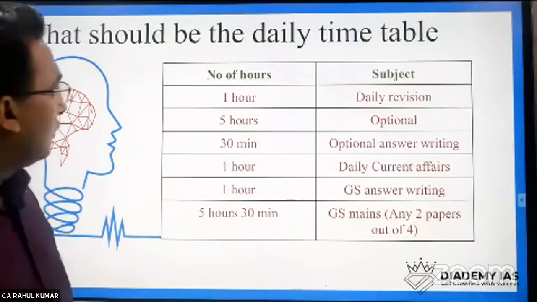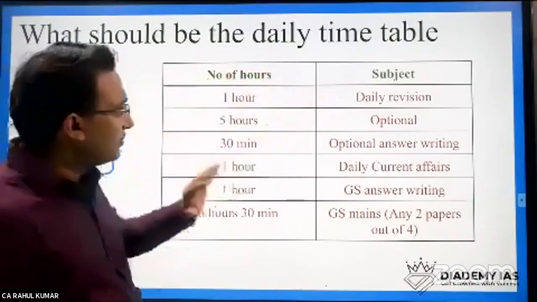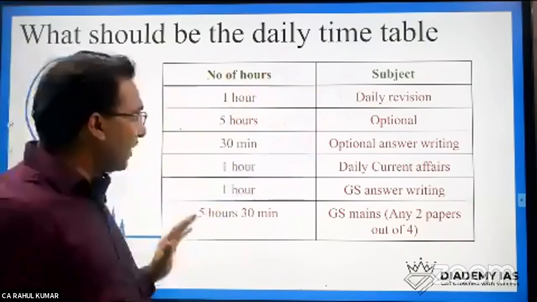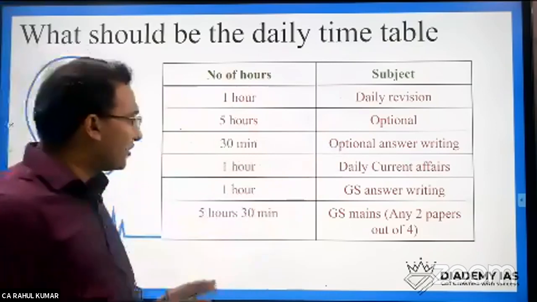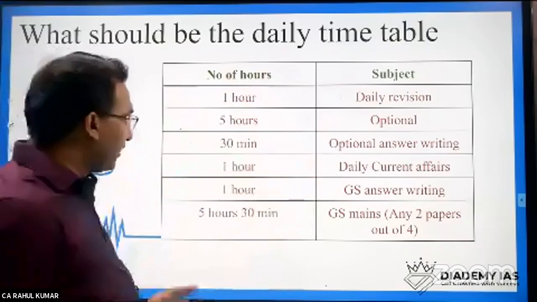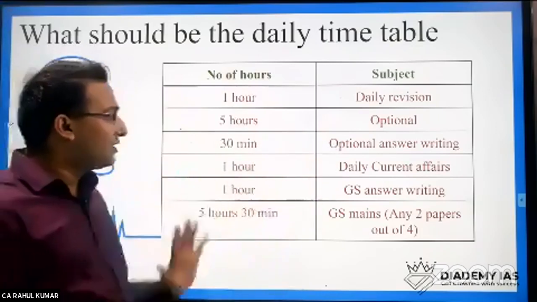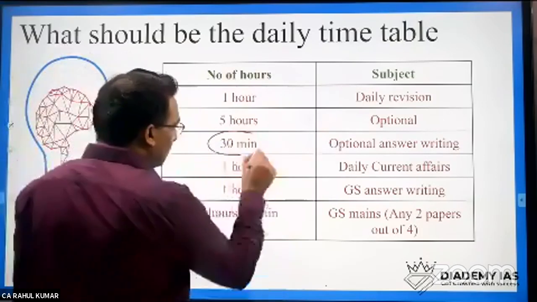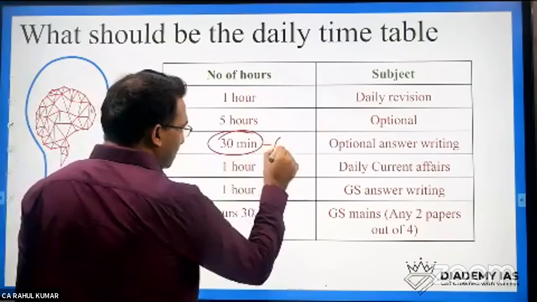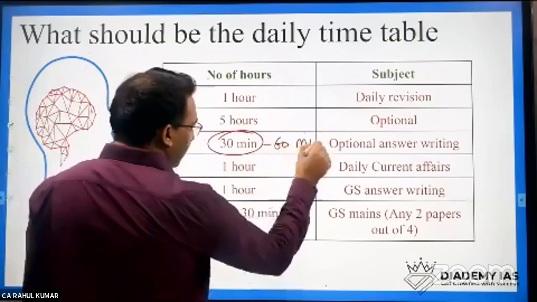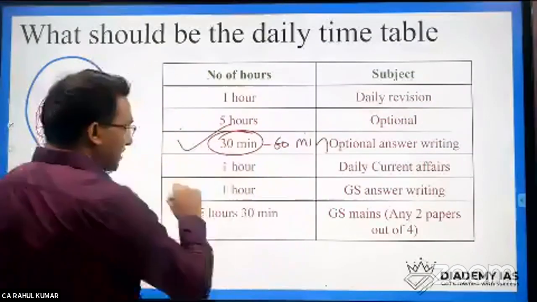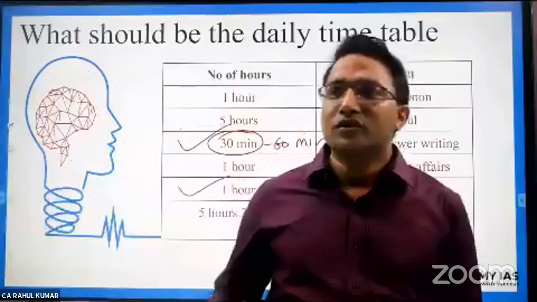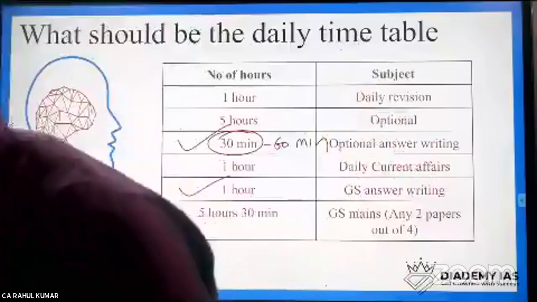Now, 1 hour for the daily revision, 5 hours for the optional, 30 minutes to 1 hour for the optional answer writing, 1 hour for the daily current affairs, 1 hour for the GS answer writing, and 5.5 hours for the GS content development. So you can see I have allocated around 30 to 60 minutes, that is 1 hour for the optional and 1 hour for the GS answer writing. So how to best utilize them? How to ensure that we are getting the best out of this time?